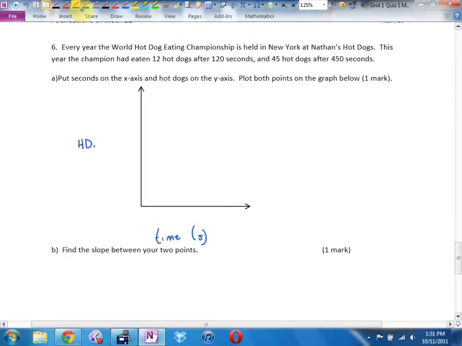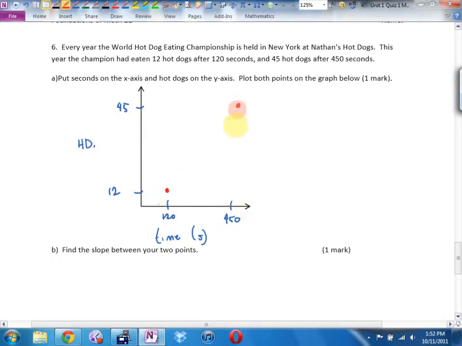I glance at this, the smallest number of hot dogs mentioned, oh, hang on, that goes on the y-axis. Smallest number of hot dogs mentioned is 12. Biggest number mentioned is 45. It says 12 hot dogs occurred 120 seconds in, 45 hot dogs occurred 450 seconds in. I have a point right there and a point right there.